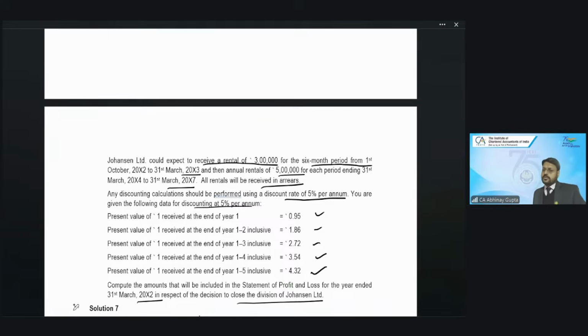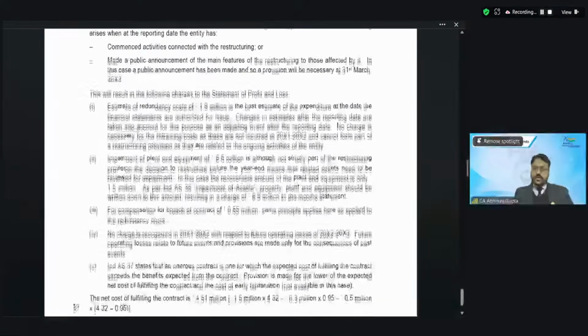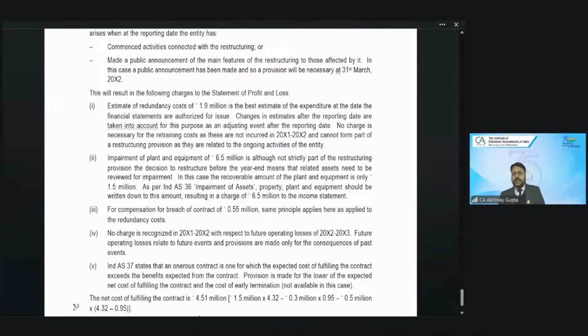So one of the divisions is being closed down. Certain costs are being incurred apart from this, and there is a leased property which will be sublet, and the discount rates for the lease rentals of 3 lakh and 5 lakh are given. So with this information, you need to come up with the provision amount which you will be recording for this restructuring activity in the books of accounts. More or less the question is similar to what we have already done, right? A few minutes back.